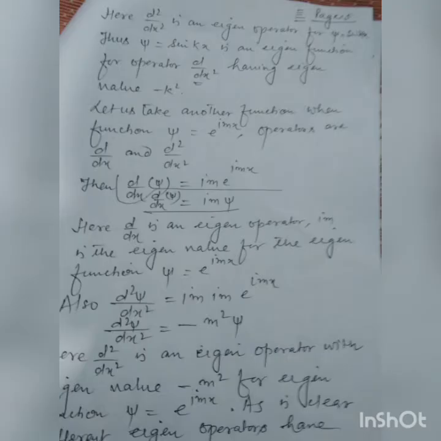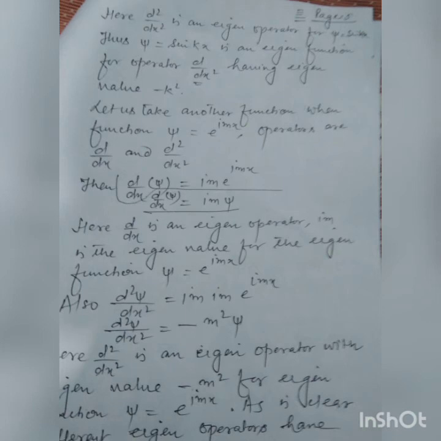Here d square upon dx square is an Eigen operator for psi equal to sin kx. Thus psi equal to sin kx is an Eigen function for the operator d square upon dx square having Eigen value minus k square.